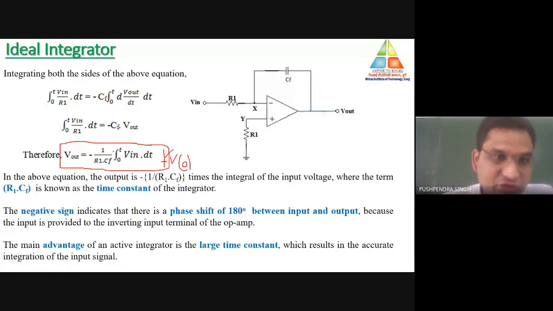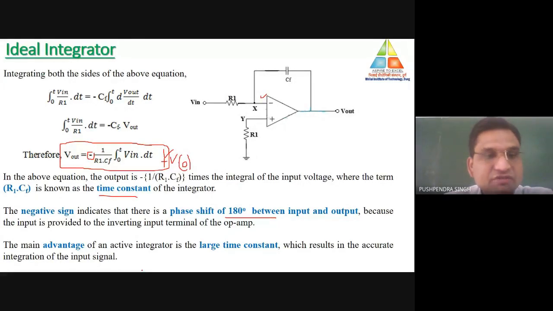So what is the meaning of that output? Here R1 and Cf together are called the time constant of the circuit. Vin is the input voltage, and you can see over here we are getting a negative sign, as we have already seen that the input supply voltage was connected at the inverting terminal of the op amp. So as per our assumption, there is a phase shift of 180 degrees between input and output, and the same thing we are getting here.